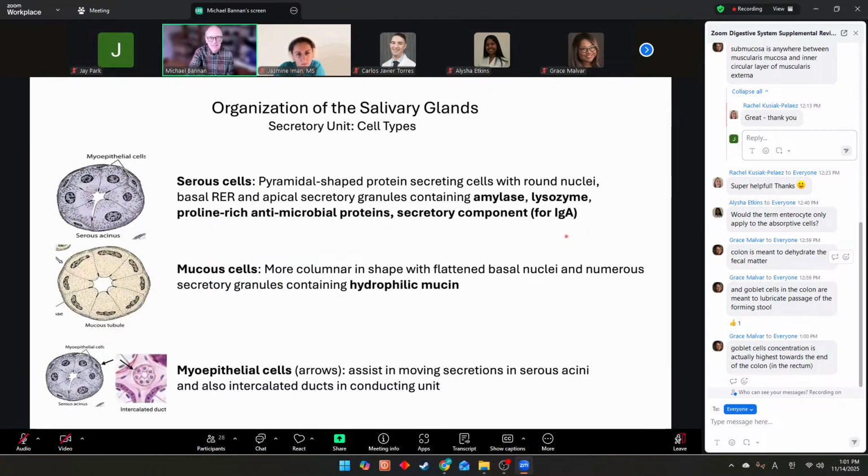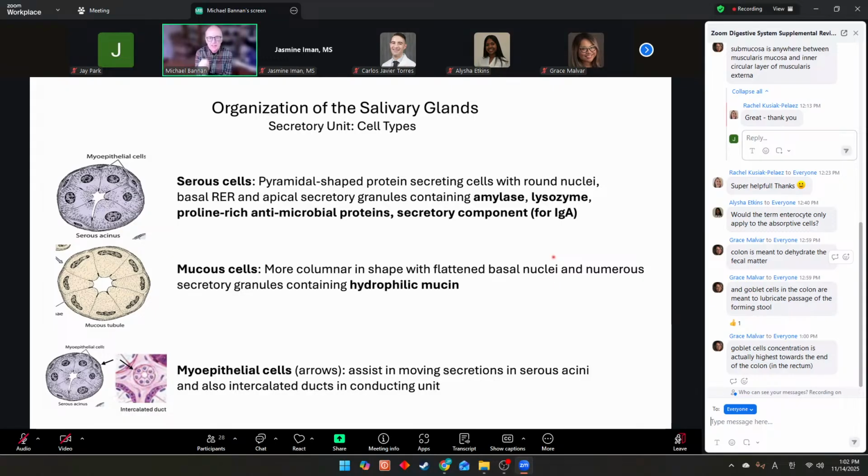Okay, organization of the salivary glands. First we're going to talk about the secretory unit. Salivary glands are exocrine glands, so they produce a secretion in the secretory part of the gland, and then they transfer that secretion from the secretory unit of the gland to its destination through the conducting unit or the duct system of the gland. So first, with the salivary glands, we're going to look at the secretory component, and first we're going to look at the cell types that are present in the secretory unit of the salivary glands.